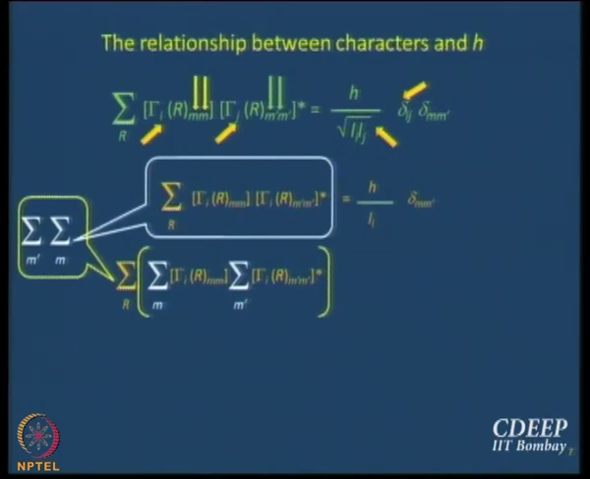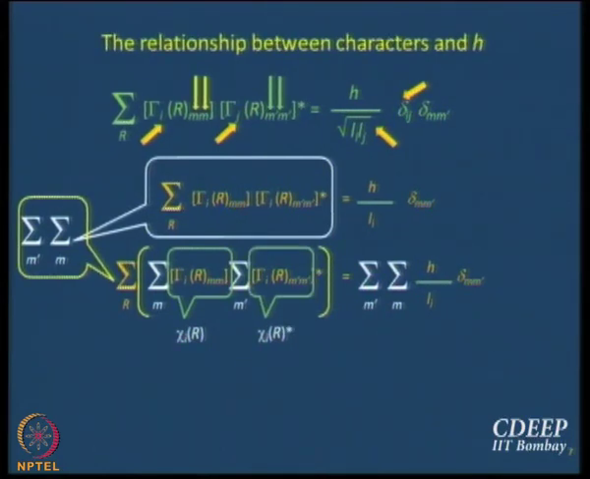Okay. Now, what is this first thing? Gamma I R m. We have ensured that it is the character, right? But before that, right hand side also has to be summed over m and m dash. Fine. So, this is the character, right? Right? What is the second one? That is also the character, it is just the complex conjugate of character. Fine.